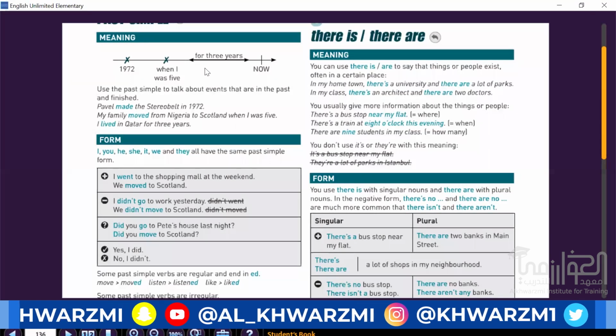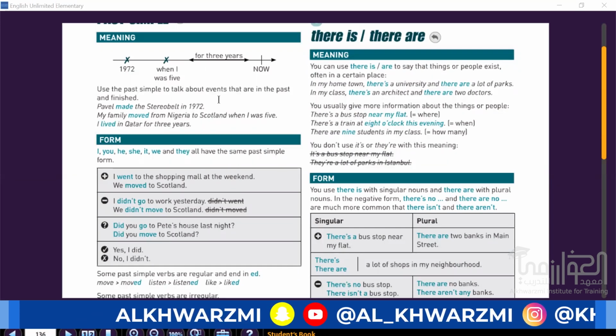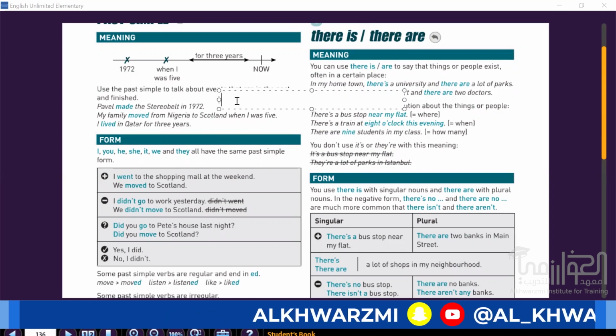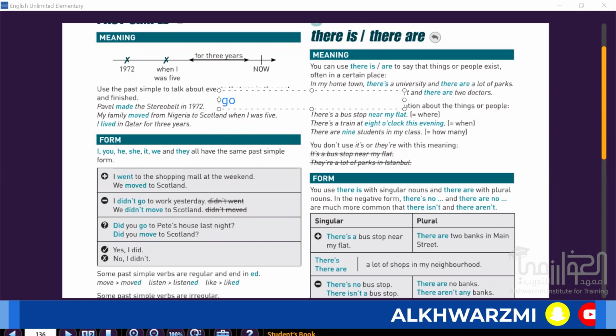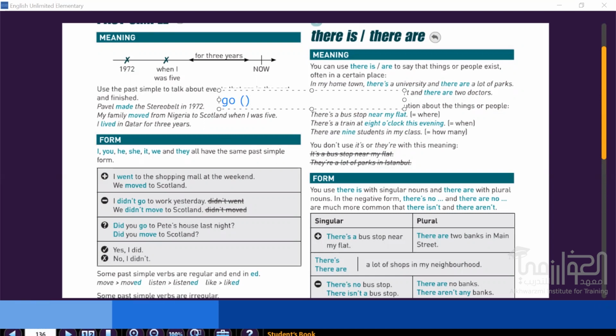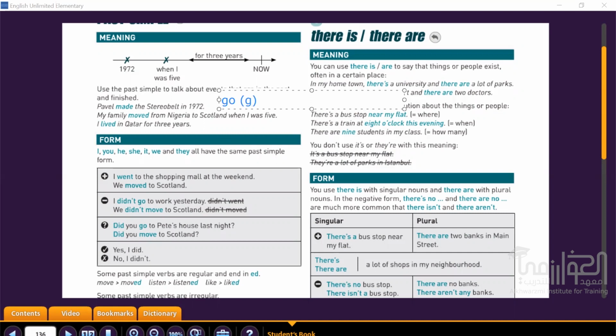For instance, let me explain it with this for you to see. For instance, we have here fi'l as go. We have going, goes, gone, went. So we have, for instance, I went, Nafi, I didn't go.